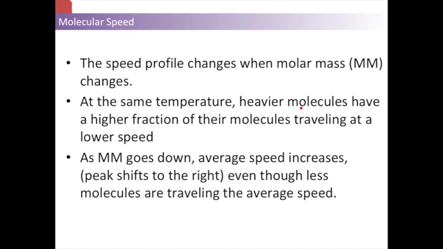Heavier molecules have a high fraction of their molecules traveling at that lower speed, which is why their peak is taller and shifted to the left. It's shifted to the left because they're less speedy and you have a higher fraction, which makes it taller. As molar mass goes down, the average speed increases, meaning the peak shifts to the right, even though you may have fewer particles traveling at that average speed.